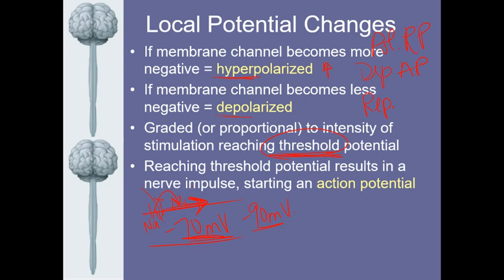And I've got some graphs on the next page. I'll show you that. But if I reach that point, it's all or none. I can't stop it at that point. If I get to threshold, my action potential is going to be propagated and it's going to be sent down that neuron and there's no going back. Okay, it's going to send that action potential.